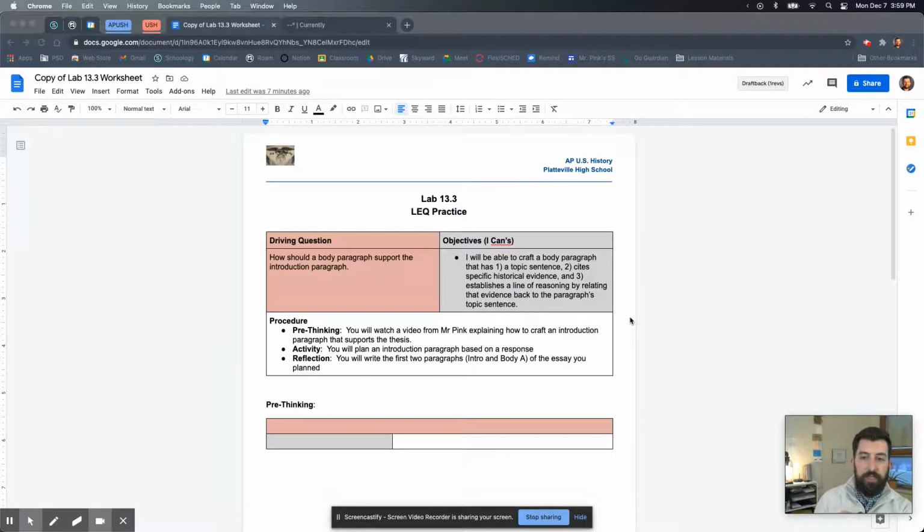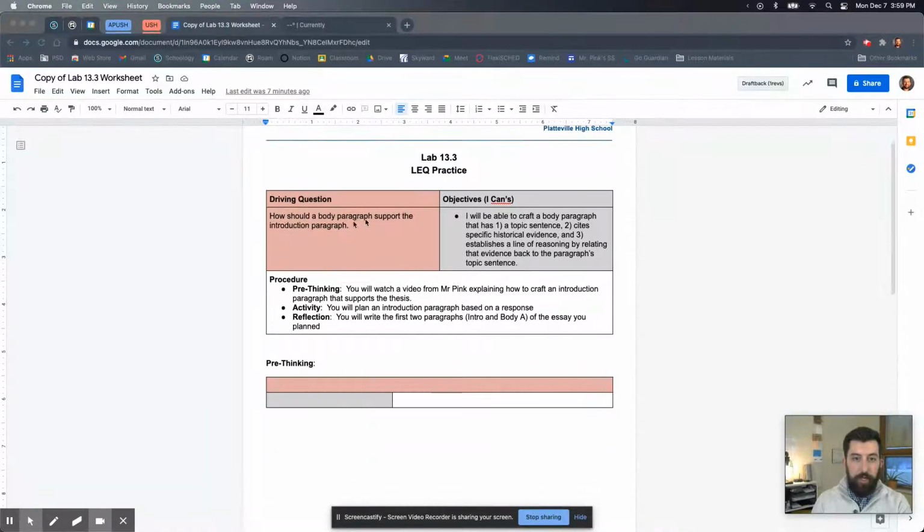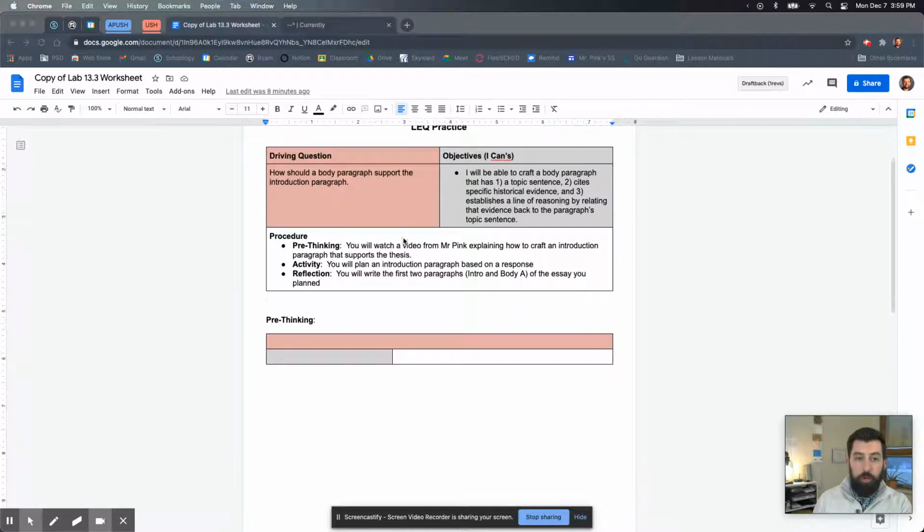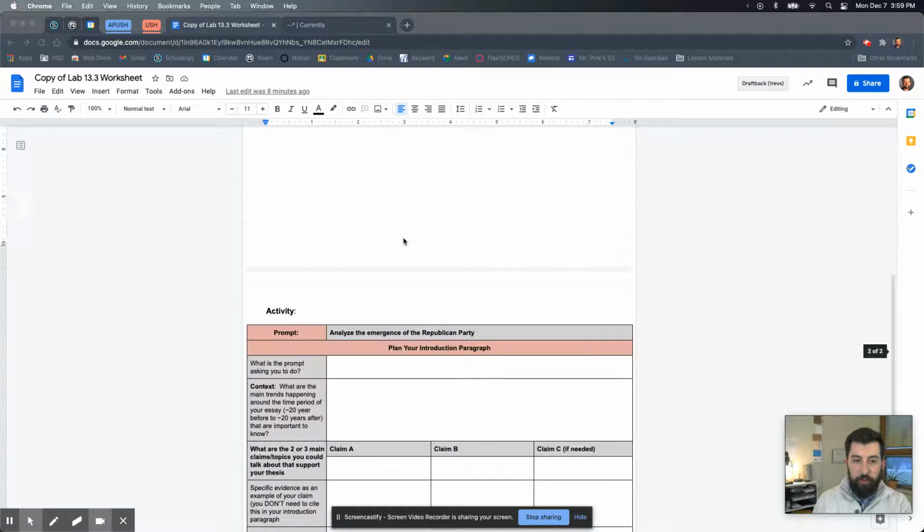You're looking at my screen, an example of the Lab 13.3 that you're going to get. The driving question for today's lab is how to write a body paragraph that supports the introduction paragraph. So that's going to be our focus today. That's our new piece of knowledge, the body paragraph, which we're going to have you write for the first time. So okay, let's just hop right into it.